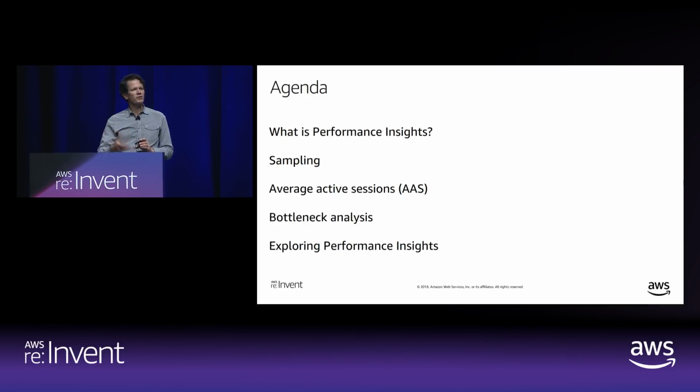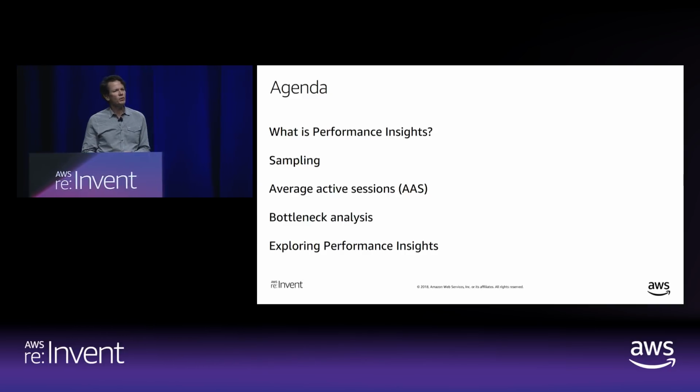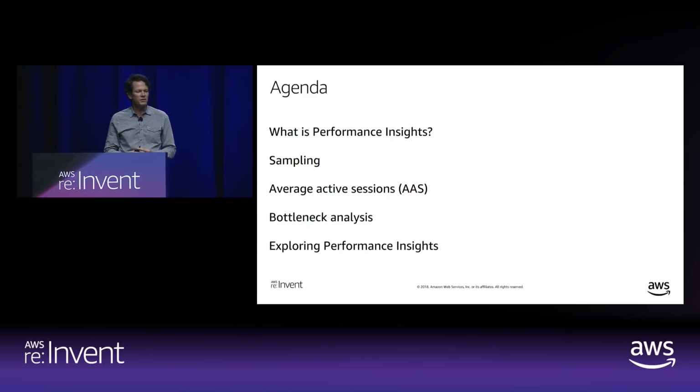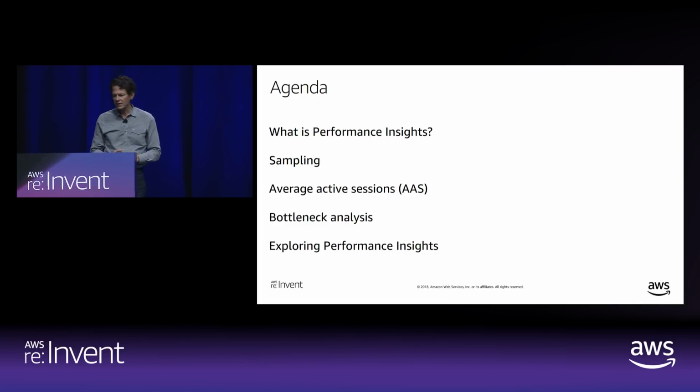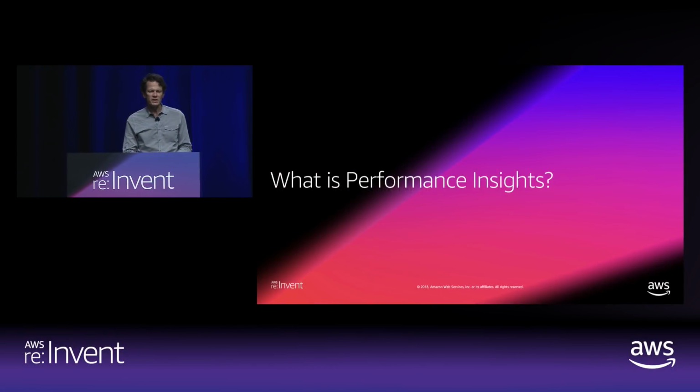And we roll the sample data up into something called average active sessions. And this is our core metric in the interface, and it measures database load. So I'll explain what is average active sessions and what is database load. And then we'll go into some real-life use cases, some examples in the slides, and then we'll look at exploring the Performance Insights interface by some other dimensions. And finally, we'll do a live demo. So what is Performance Insights?